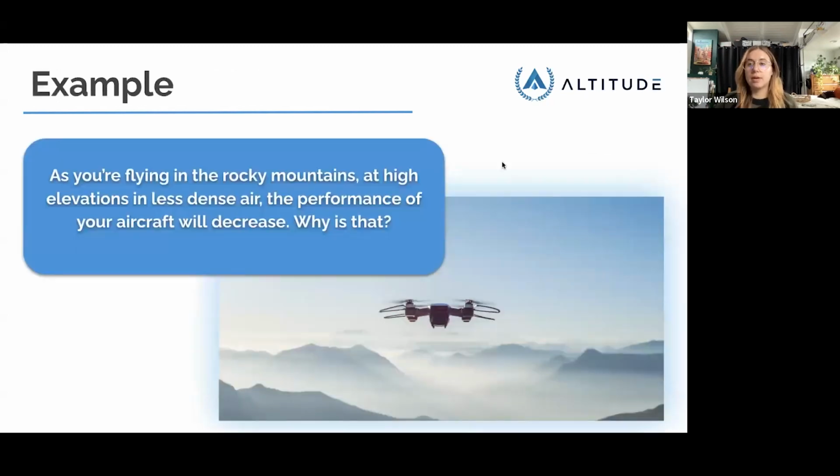Okay, then we talk about the density of our air. As we're flying in the Rocky Mountains at high elevations in less dense air, the performance of our aircraft decreases. Why is that? I'll leave that open to the chat. Maybe some of you who have already gone through a course might know the answer to this. So I'll give you guys a second if you want to throw your answer in there. If not, we're going to talk about it in the next couple slides.